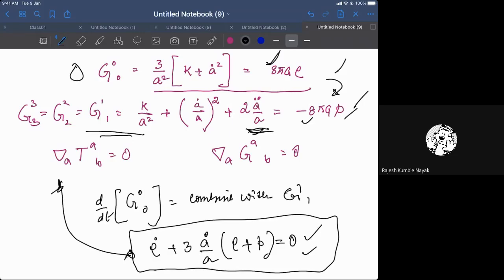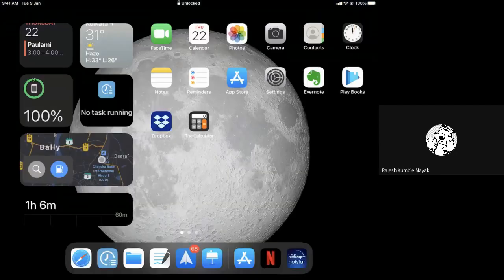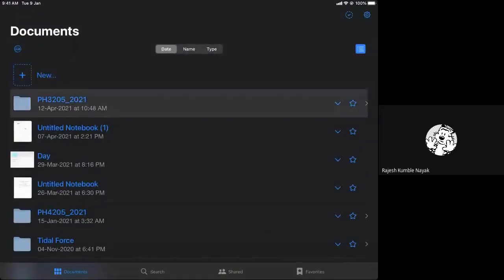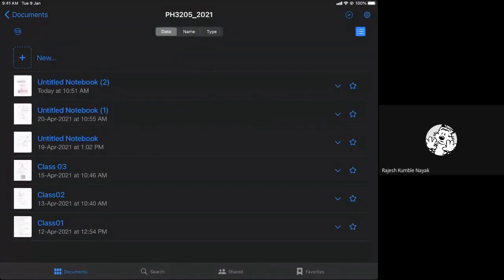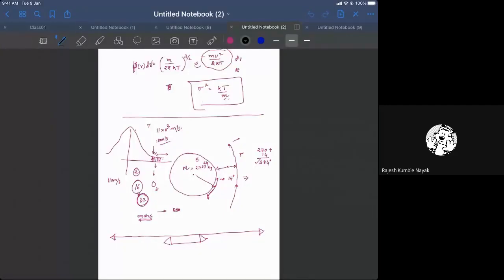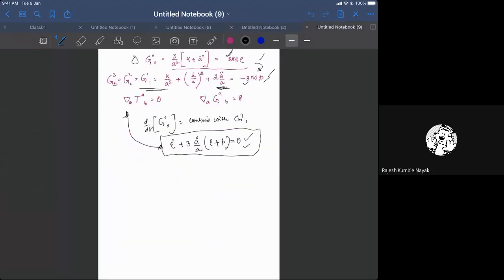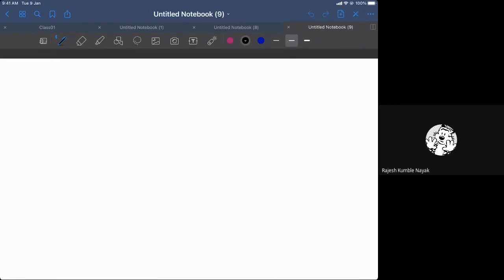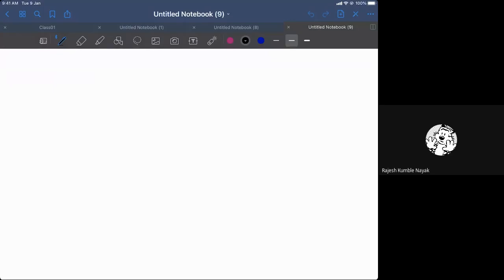Okay, so it looks like we are all in silence. So let's go ahead and say that what we are getting essentially is two equations which represent the evolution of the universe. So let me see, where did I, this one. Okay, so I'm going to take a fresh page and write down the two of these equations.